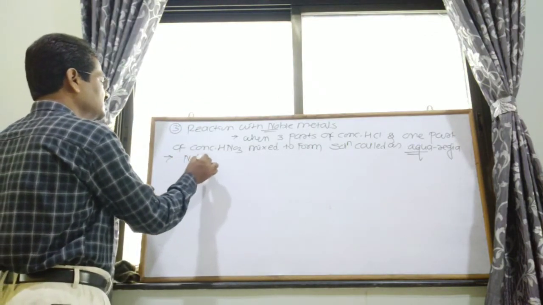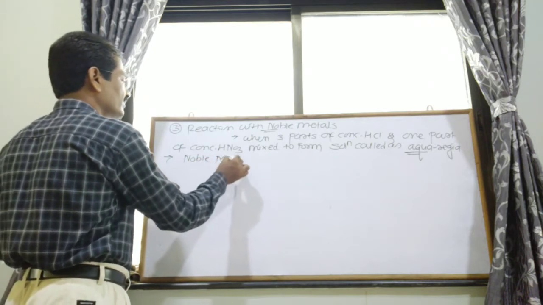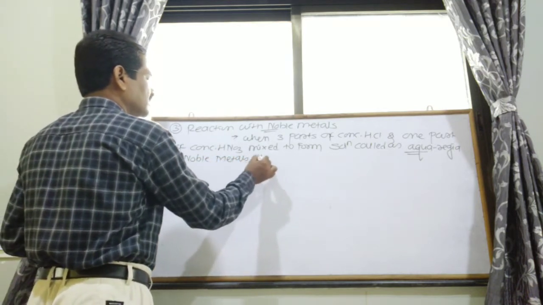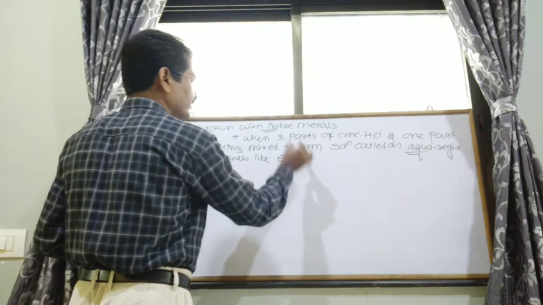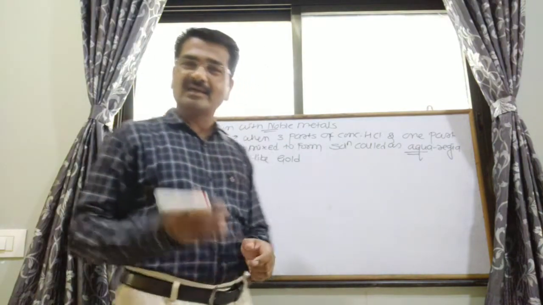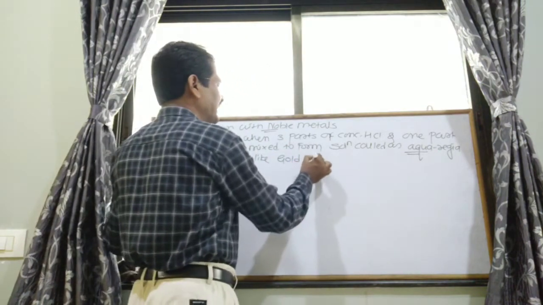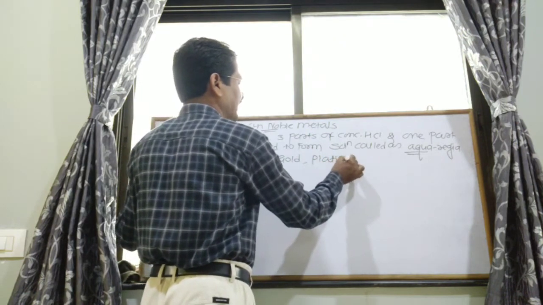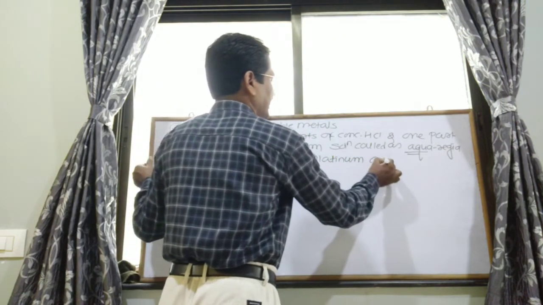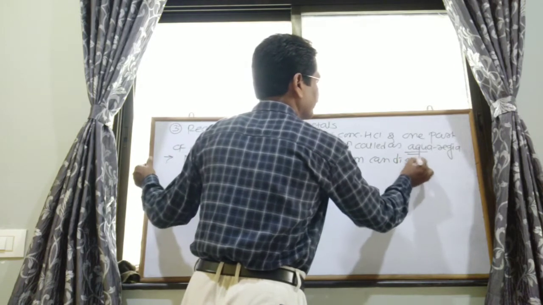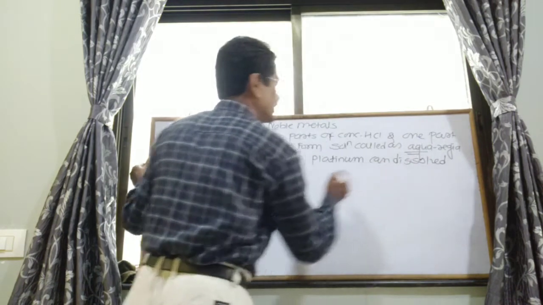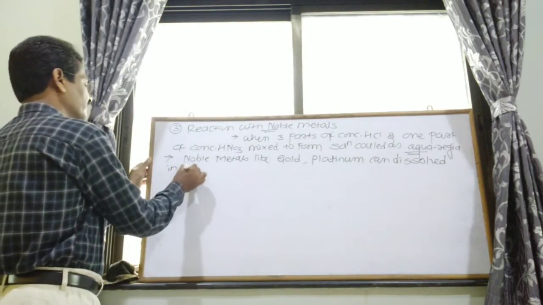Noble metals like gold or platinum can dissolve in aqua regia.